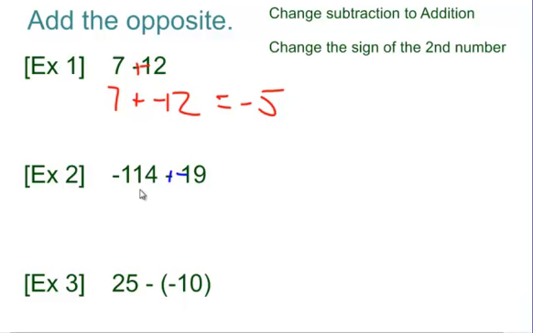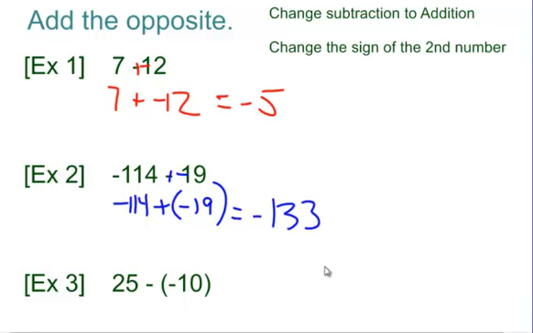Now, we have another addition problem. We have negative 114 plus negative 19. And I'm going to put this, I always put the second number in parentheses if it's plus negative because I want to separate that plus and that negative. Okay. So we have negative 114 plus negative 19. Signs are the same, so we add. 114 plus 19 is 133. Now, since both of them are negative, well, the higher number is negative, it's going to be negative 133.